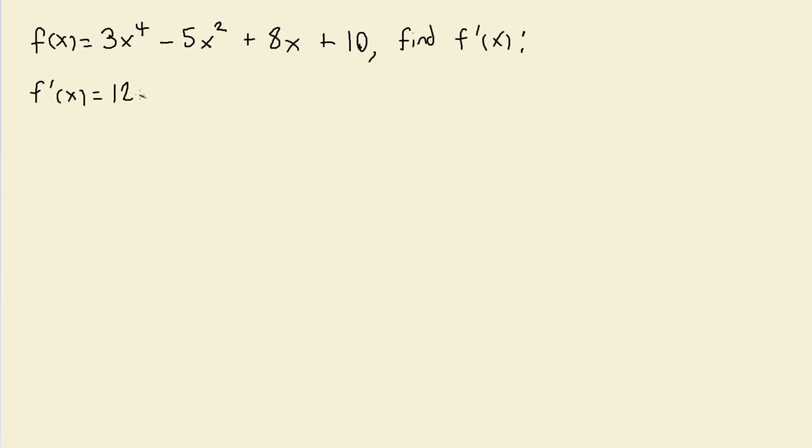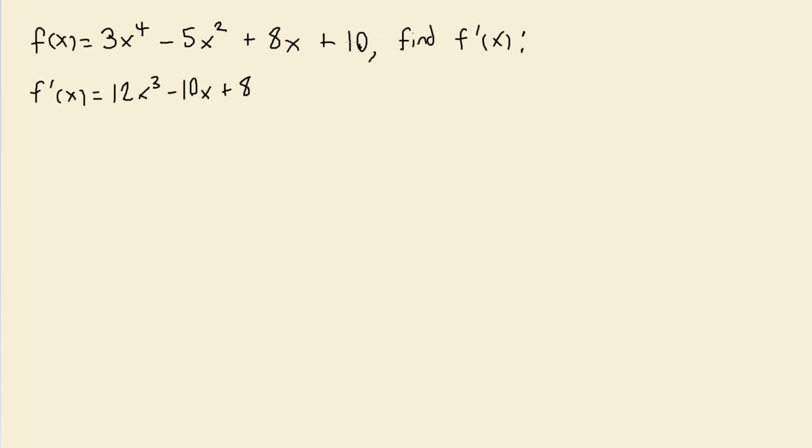So this is going to equal 12 times x to the third, minus, let's see here, 5 times 2 is 10, times x to the power of 2 minus 1, well, that's just 1, so we'll just leave it as x. And then we have x to the power of 1. x to the power of n minus 1 would just be x to the power of 0, which is just equal to 1, so the derivative of this is just going to be 8 times 1, which is 8.